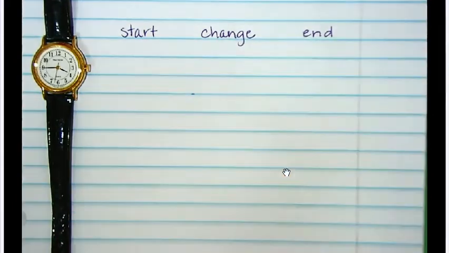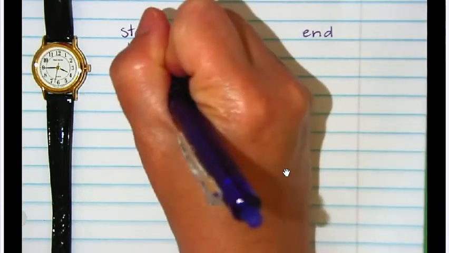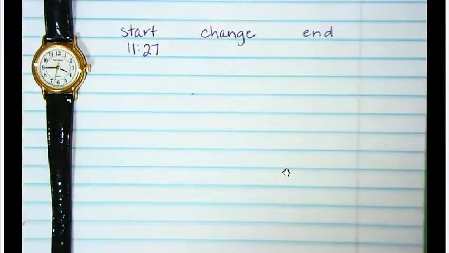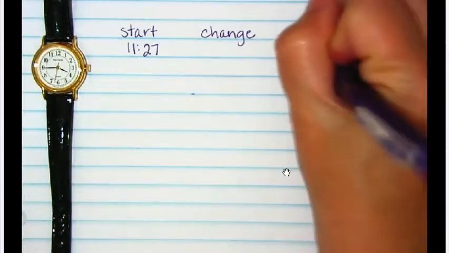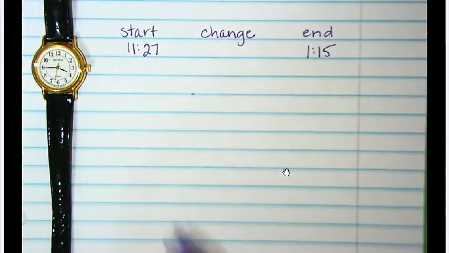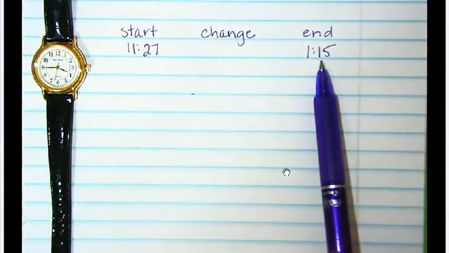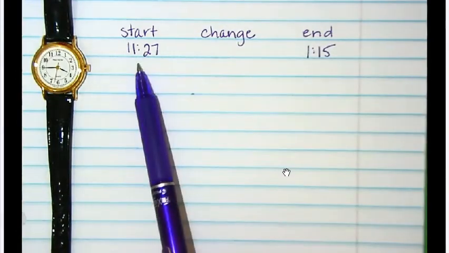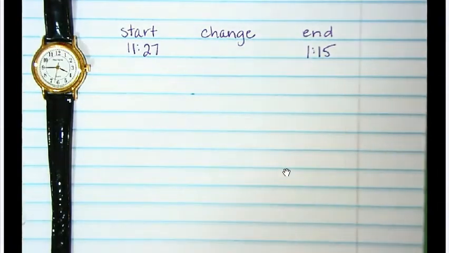For instance, what if we had a start time of 11:27? Okay. And we had an end time of 1:15. And we want to know the change. Maybe we put something in the oven at 11:27 and it finally came out at 1:15. Or maybe we started playing a game at 11:27 and we finished it at 1:15. And we want to know how long did it last.